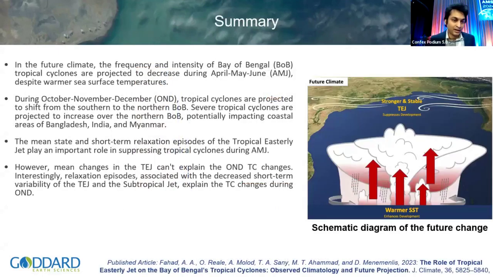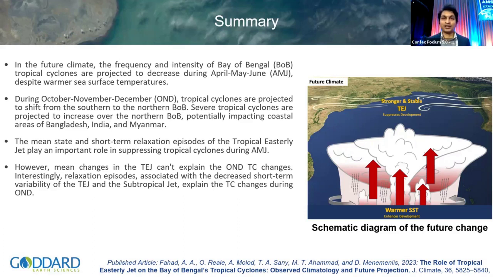So in summary, in the future climate, the frequency and intensity of Bay of Bengal tropical cyclones are projected to decrease during April, May, June, despite warmer sea surface temperature. During post-monsoon, the tropical cyclones are projected to shift from southern to northern Bay of Bengal, and severe tropical cyclones are projected to increase, potentially impacting coastal areas like Bangladesh, India, and Myanmar.